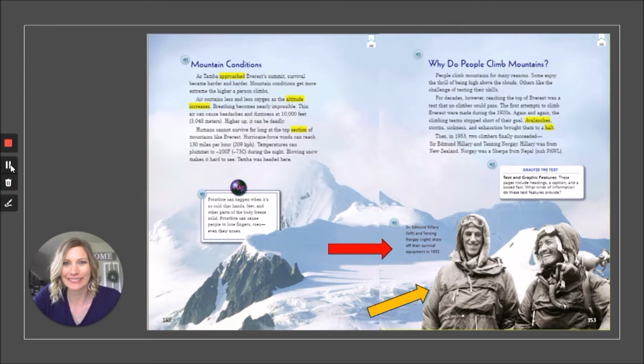My orange arrow disappeared. Let's review. What was this called? That's right, it's a photograph. Do you remember what this was called? It's a boxed fact. Let's read this now. Frostbite can happen when it's so cold that hands, feet, and other parts of the body freeze solid. Frostbite can cause people to lose fingers, toes, even their noses.